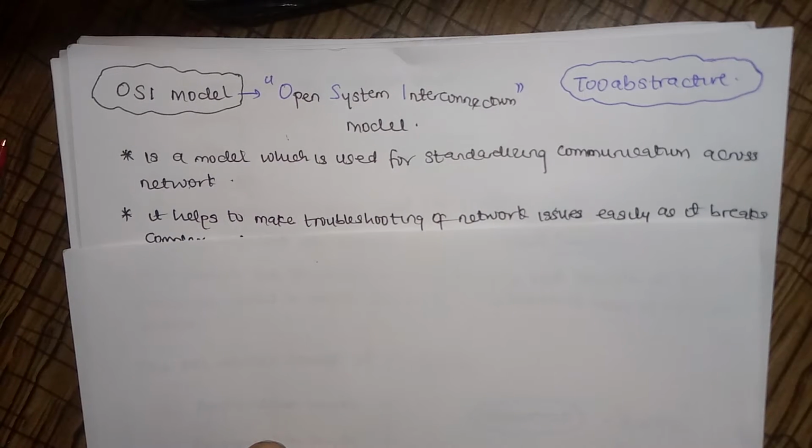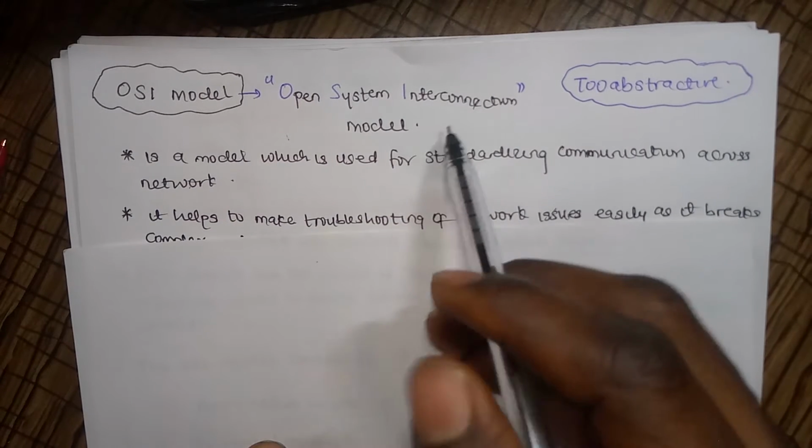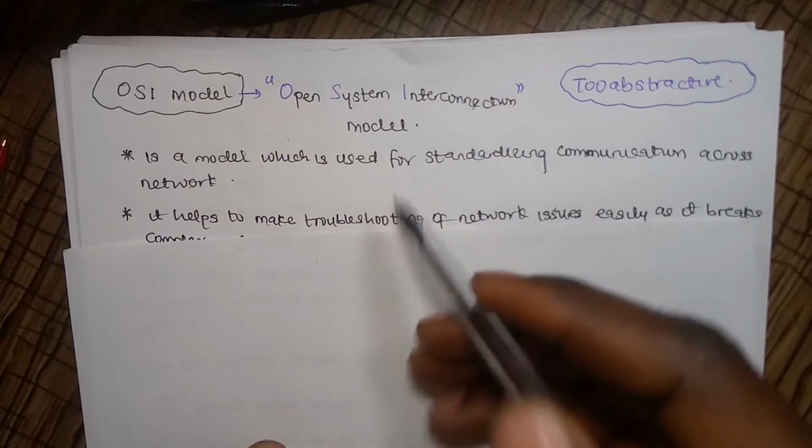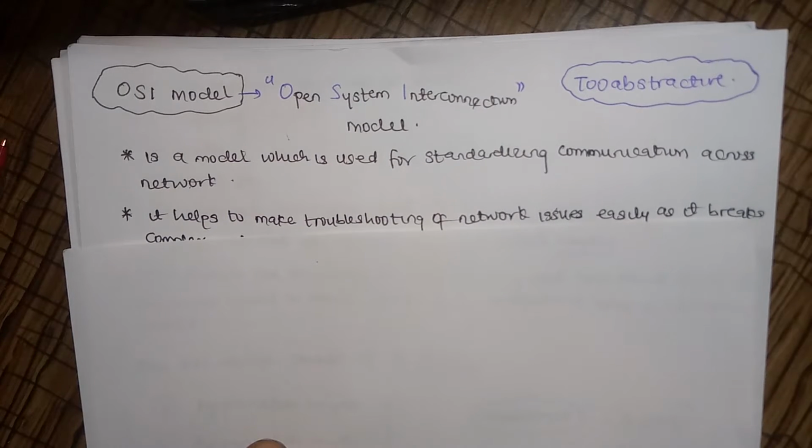In this video, we are going to be discussing the OSI model. Firstly, OSI model is termed as what? Open System Interconnection model. It is a model which is used for standardizing communication networks.